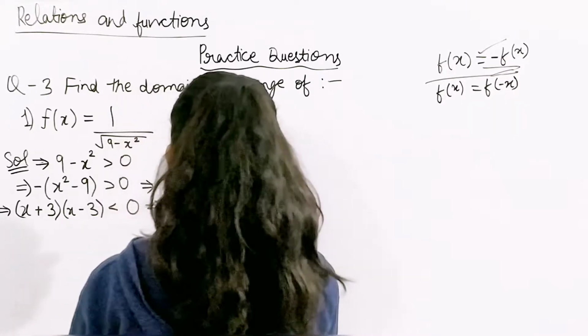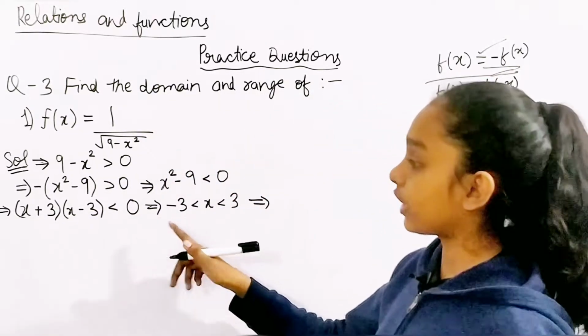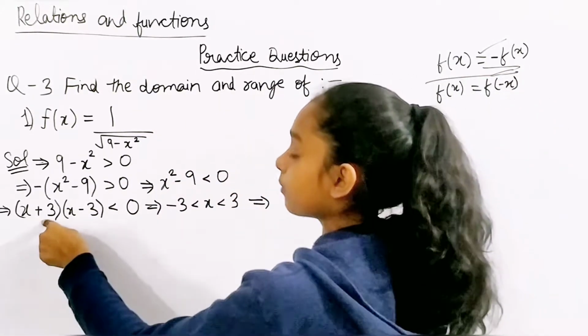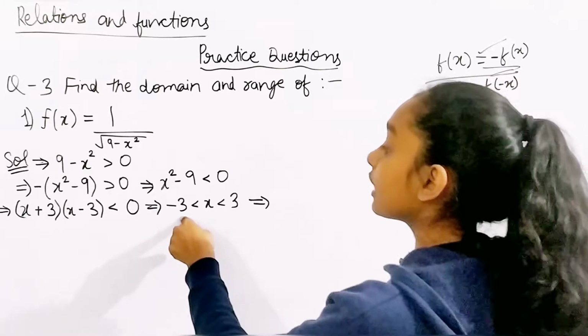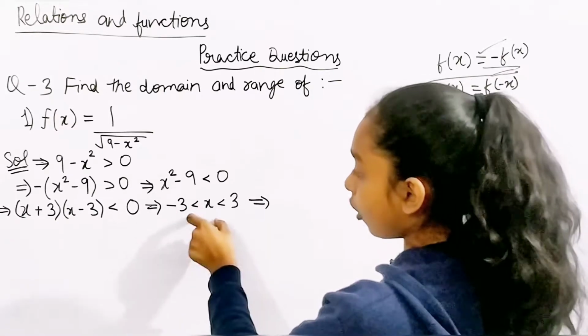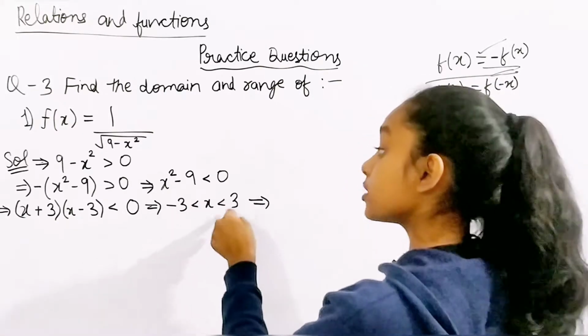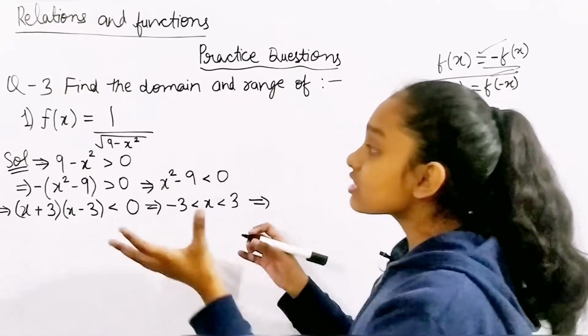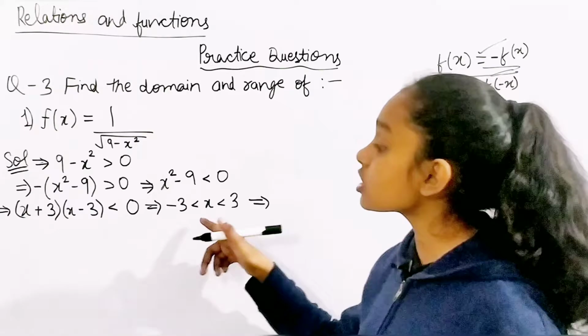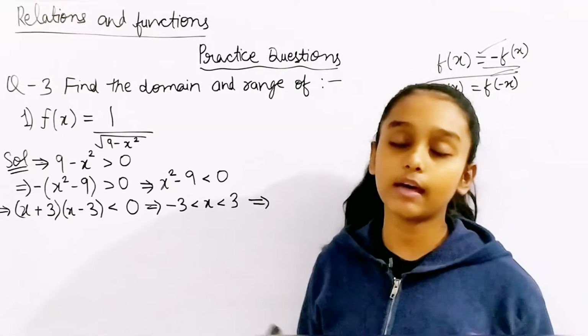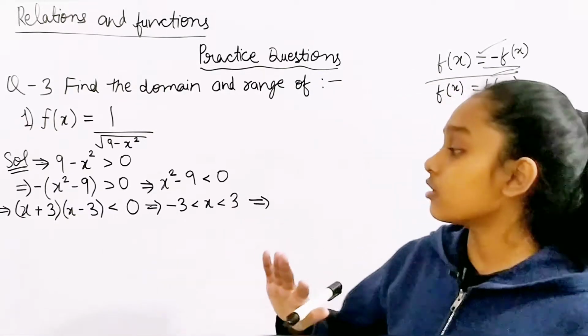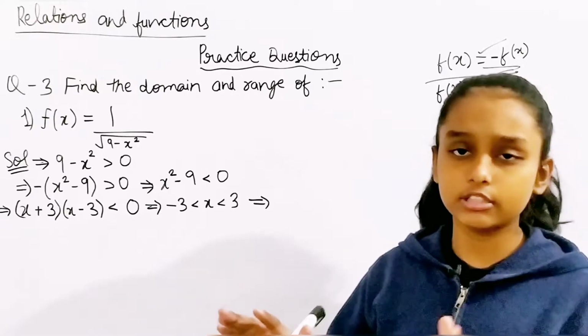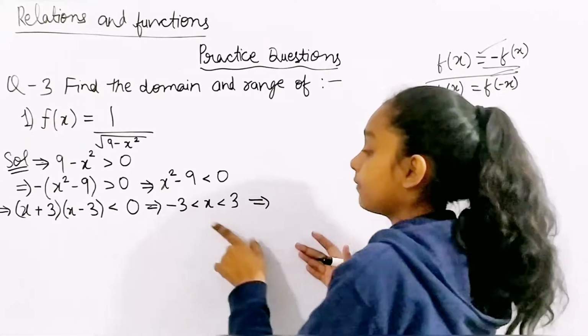Okay? Just have a look. Negative 3, as we're getting two values, negative 3 and positive 3. So negative 3 will be smaller than x, and x will be smaller than 3. What does this mean? This will be our domain. That was really easy. To find the domain, it was definitely really easy, okay?